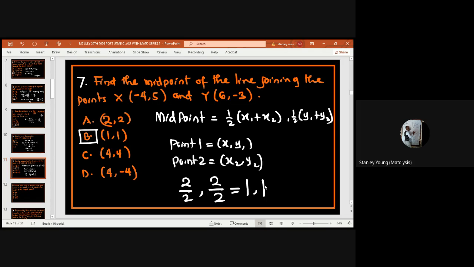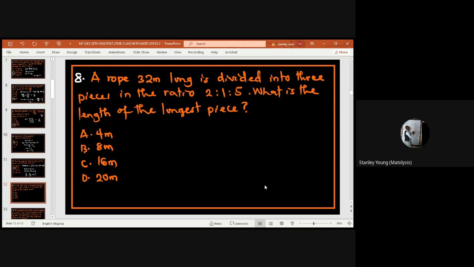Question 8. A rope 32 meters long is divided into 3 pieces in the ratio 2:1:5. You are asked to find the length of the longest piece. The longest piece is the one that aligns with the highest value in the ratio. So in this case, we have 5 over the total ratio, which is 8, times 32. 8 into 32, that's 4. So 5 times 4, you have 20. So the answer is 20 meters, option D.